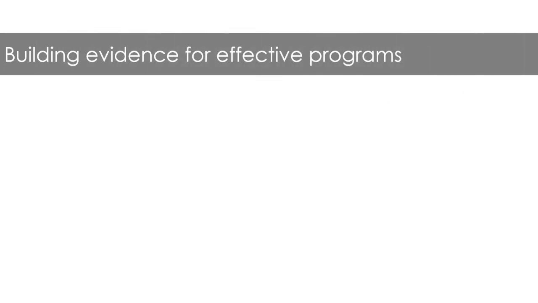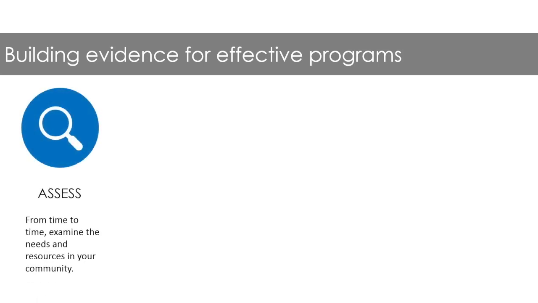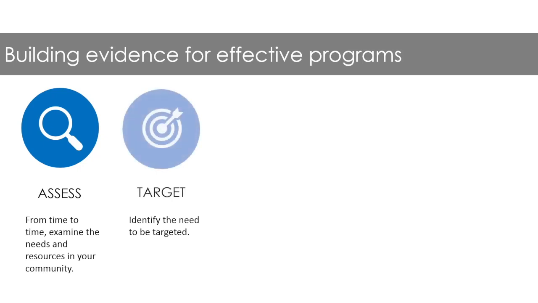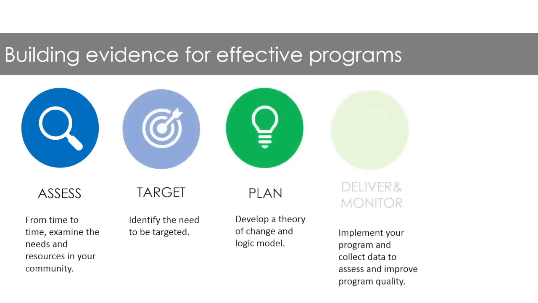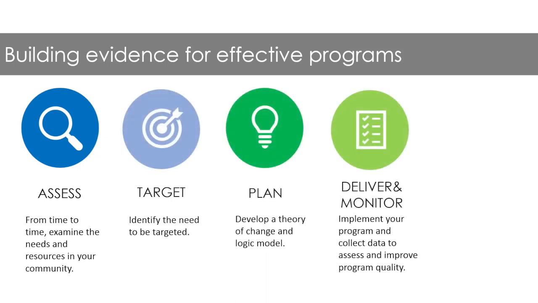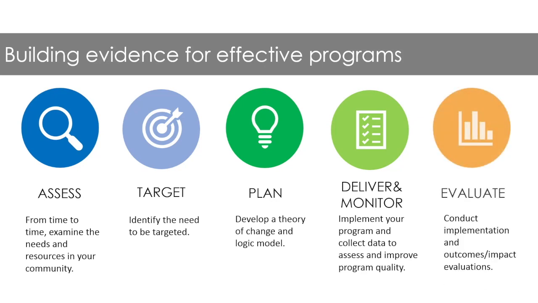Before we learn about Step 5, let's review the overall process. The basic idea is that you'll want to assess the needs and resources in your community, identify the need to be targeted, create a plan, and then implement your plan to deliver your program and monitor its quality. Once your program is running smoothly, you might want to take that final step of conducting an evaluation.